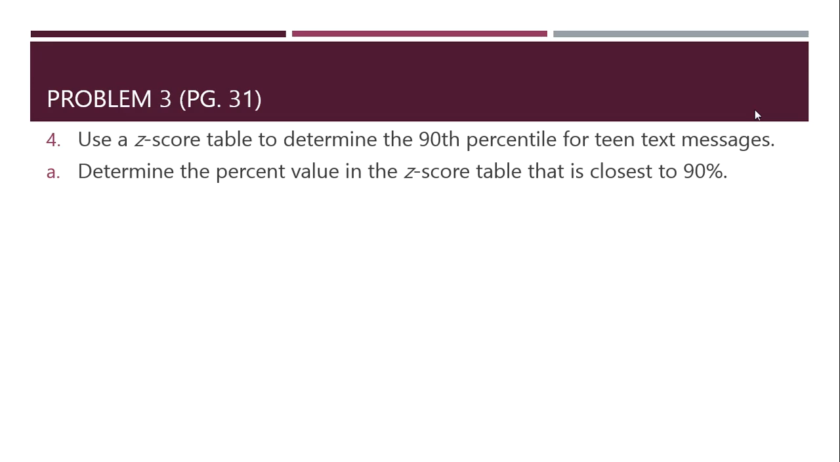So you're going to want to grab your z-score table. You're going to look for that 90%. You might not find it exactly, but look for what's close and then get the z-score from it. So hit pause, grab your z-score table and try it out, and then hit play when you're ready to check your work.